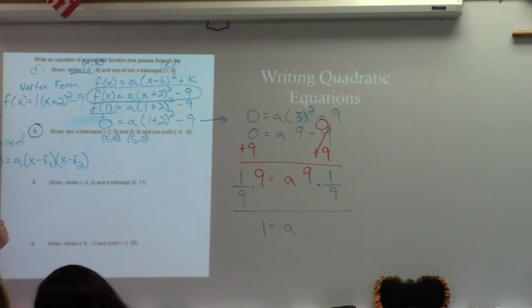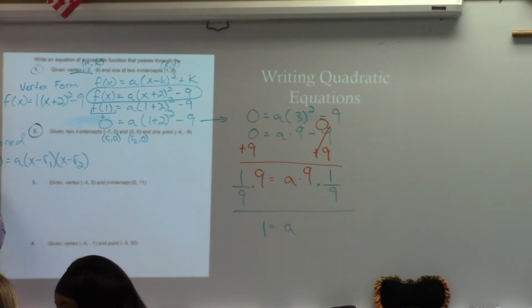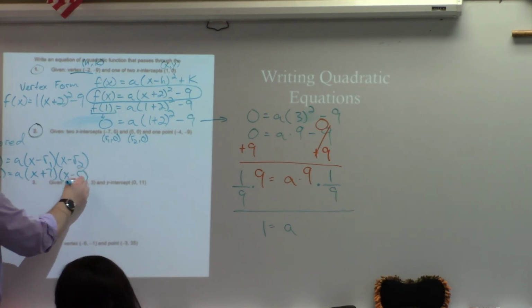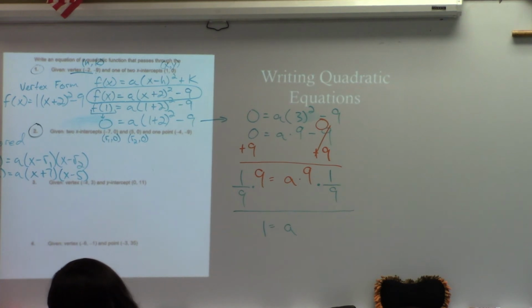Does it matter which one's r1 and which one's r2? No. Okay, so f of x equals a times x plus 7 and x minus 5. So again, the only thing I'm missing is a. So how am I going to figure out what a is?